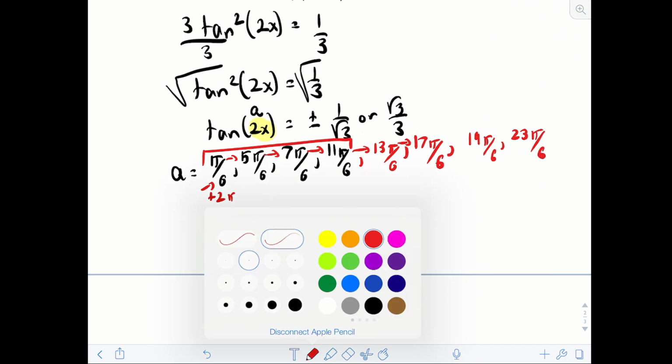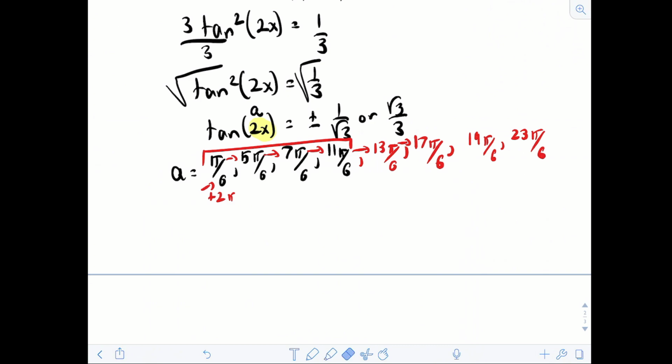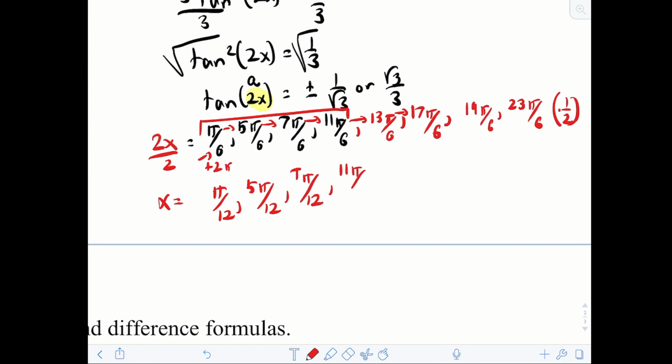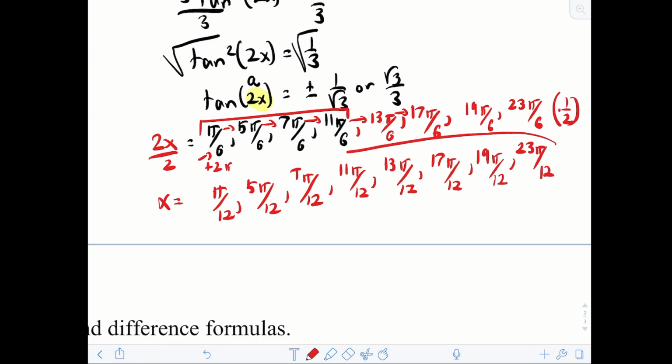Okay, and then since we're now going to change this over to be not a, but 2x, divide everything by 2 or multiply it by 1 over 2. And so your answer is going to be pi over 12, 5 pi over 12, 7 pi over 12, 11 pi over 12, 13 pi over 12, 17 pi over 12, 19 pi over 12, and 23 pi over 12. And those are all my values.